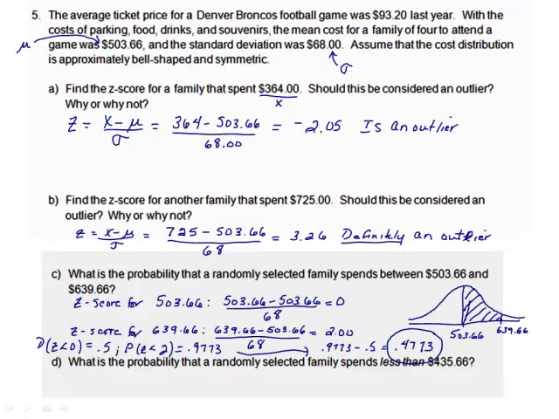Now the next problem is, what's the probability that a randomly selected family spends less than $435.66? Same idea again. If you're using the z-scores table, then you have to find the z-score for the 435.66 first. This comes out to be negative 1.00.